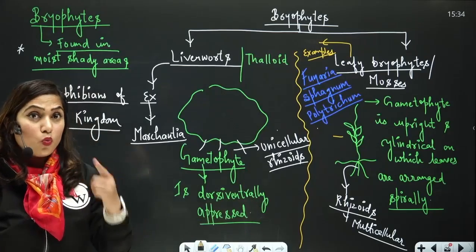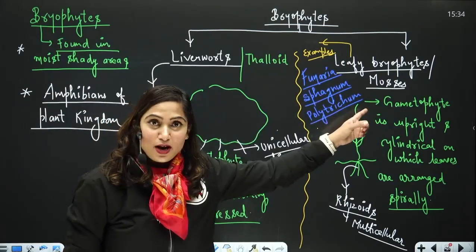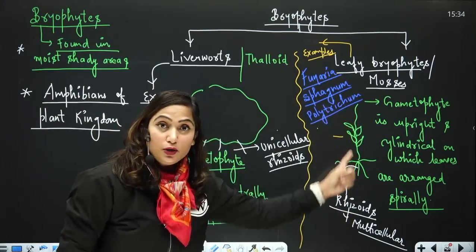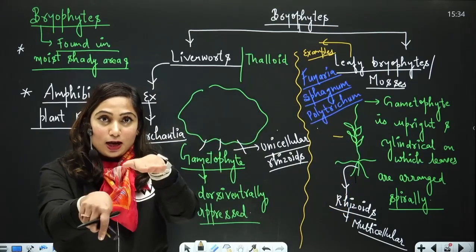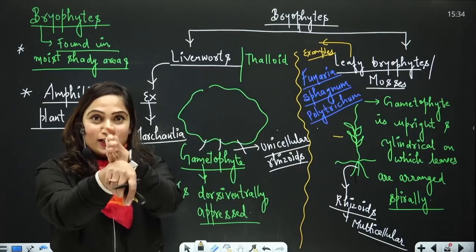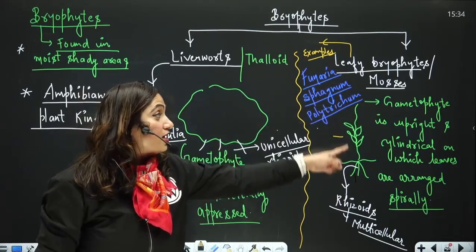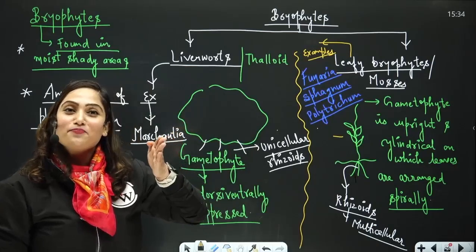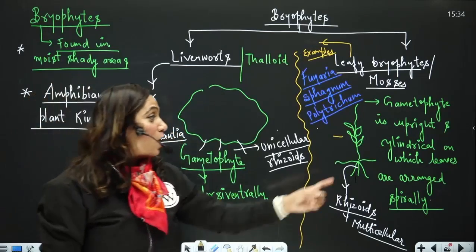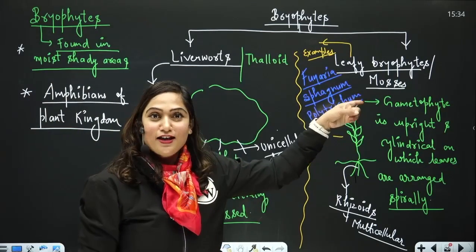Okay? While the advanced bryophytes, their gametophyte is not parallel to the ground, but it is perpendicular to the ground. That means they have a slender upright axis. Upright means perpendicular axis on which leaves are arranged spirally.